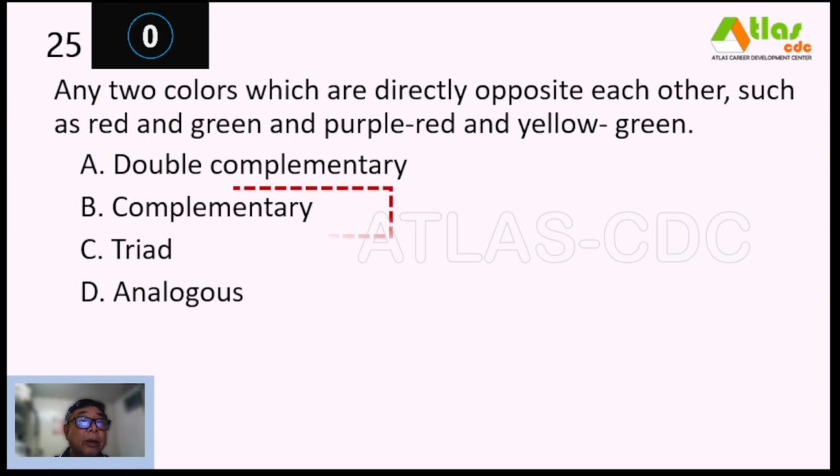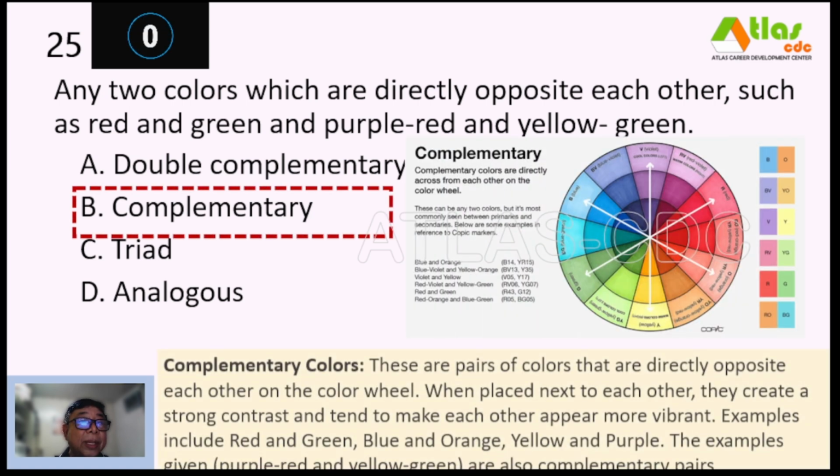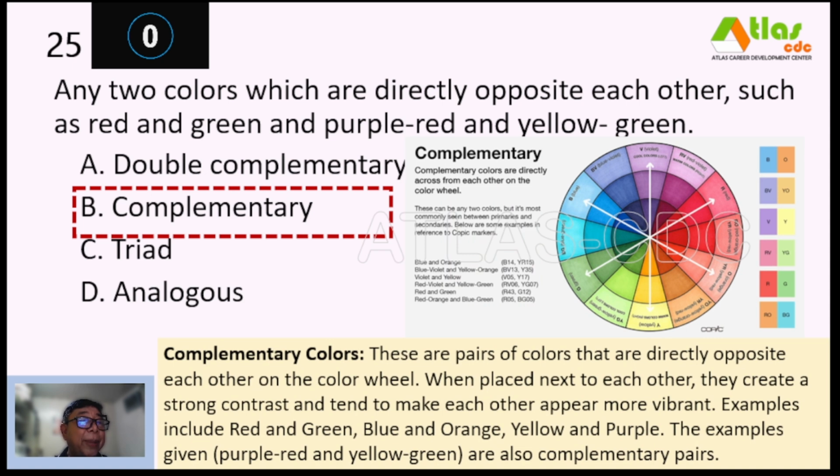And our correct answer is complementary colors. So these are pairs of colors that are directly opposite each other on the color wheel. When placed next to each other, they create a strong contrast and tend to make each other appear more vibrant. Examples include red and green, blue and orange, yellow and purple. And the examples given here, purple, red, and yellow-green, are also complementary pairs.